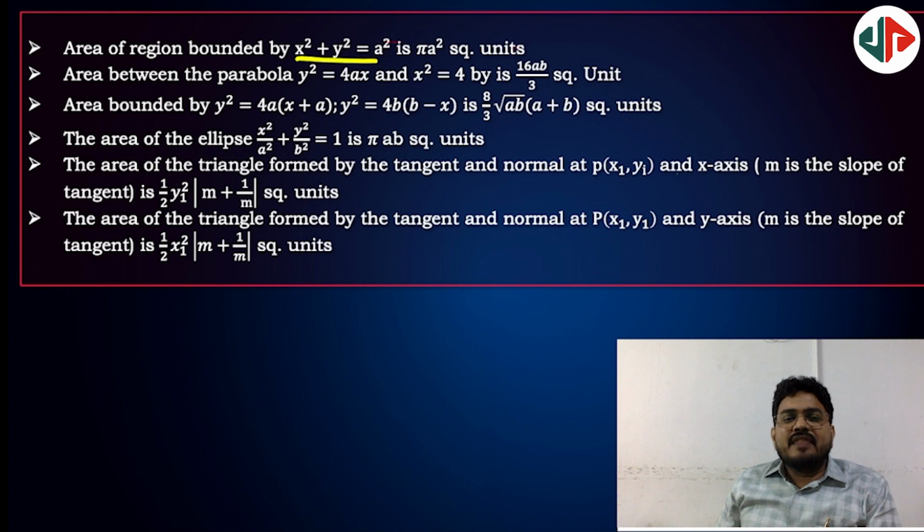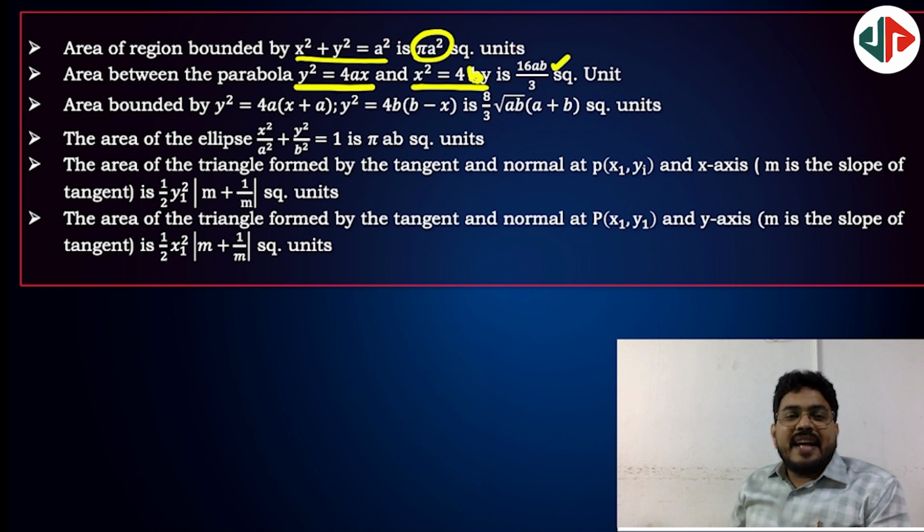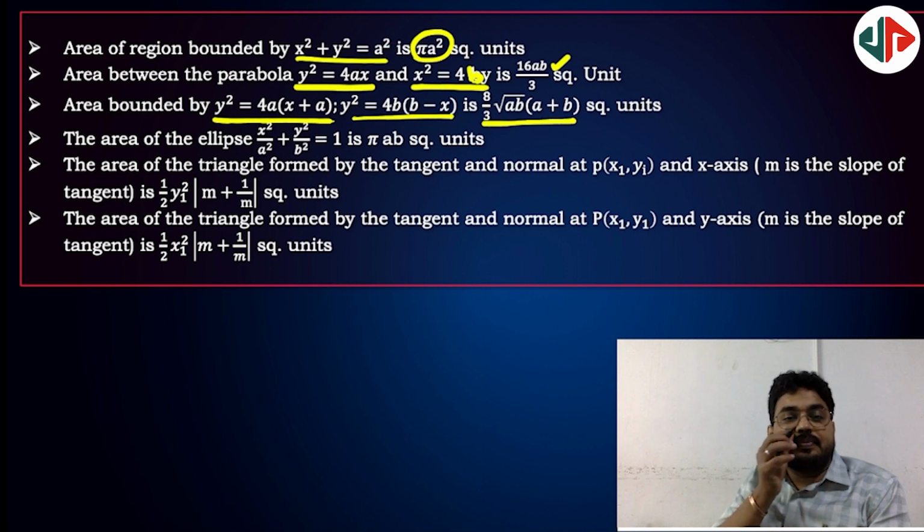Circle, area of the circle is pi r square or pi a square. Area bounded by y square equals 4ax and x square equals 4by is 16ab by 3. And here the origin is shifted to some other point. Area of the ellipse is pi ab.